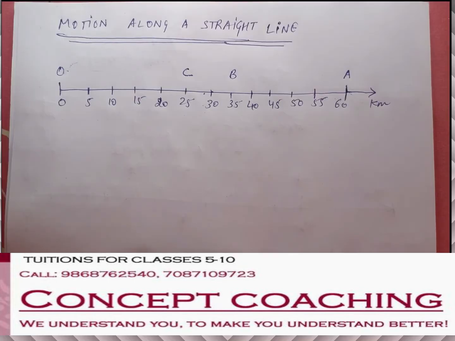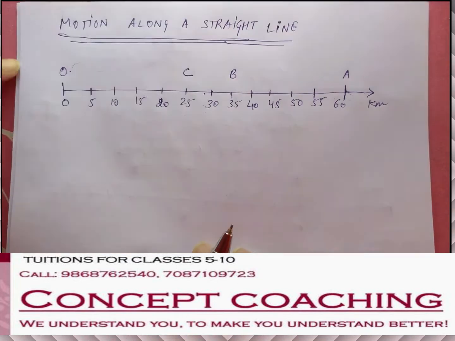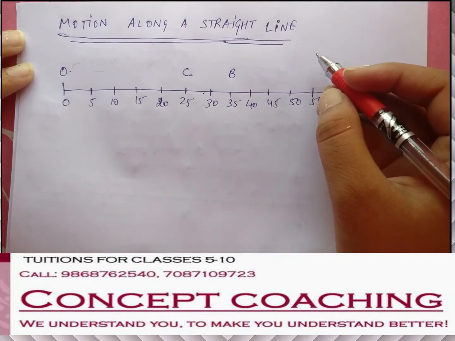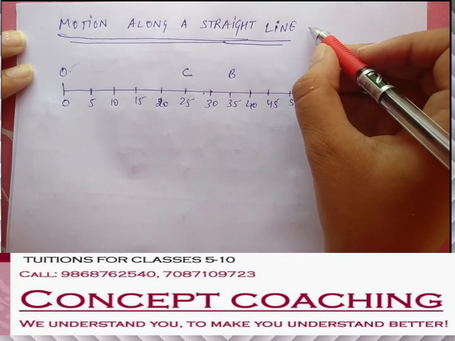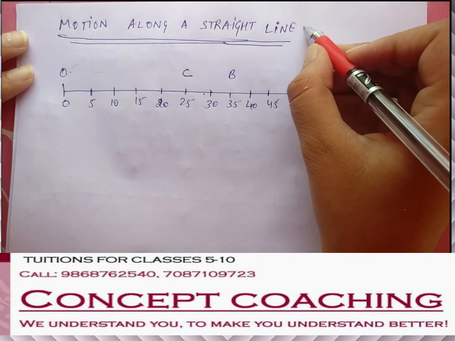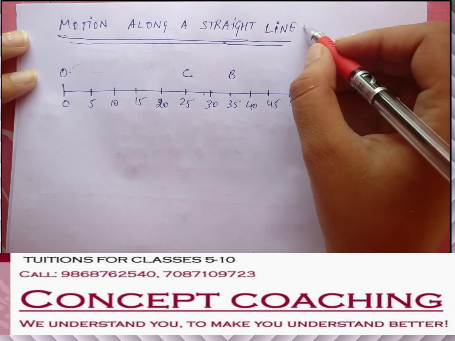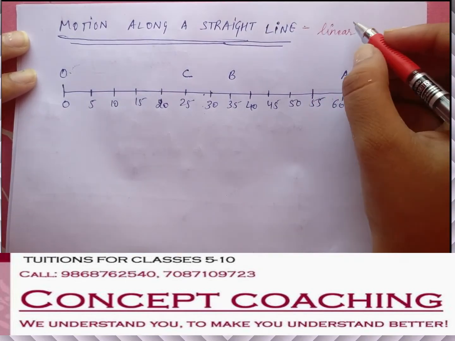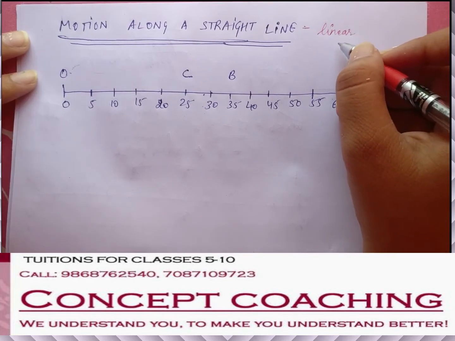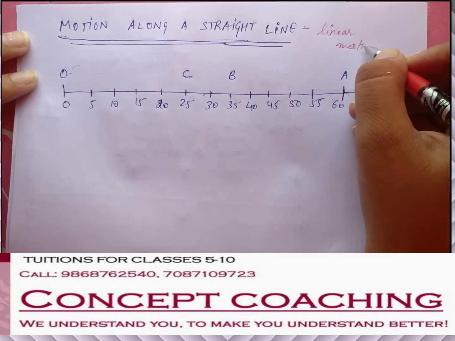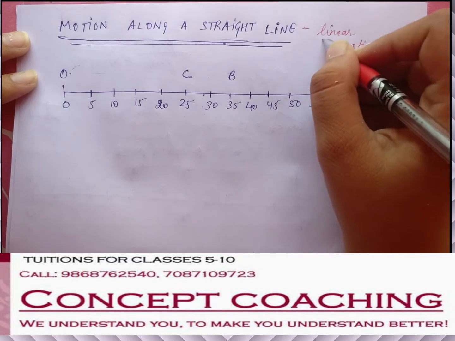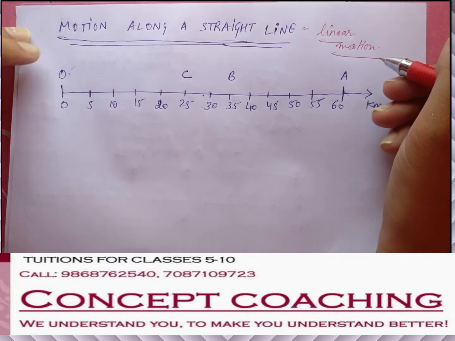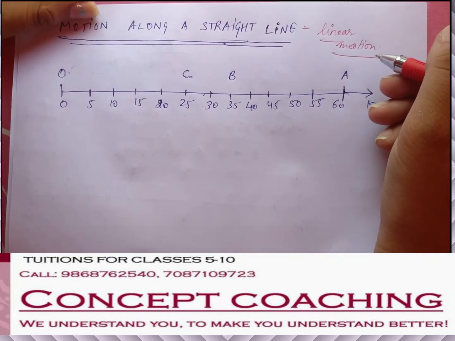So now we'll begin with knowing about the motion along a straight line. Motion along a straight line is the simplest kind of motion. It is basically when an object or a person moves in a linear way, then we call it a motion along a straight line. It is also called linear motion.